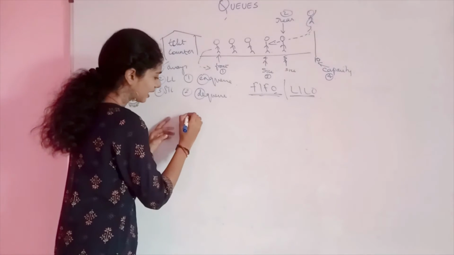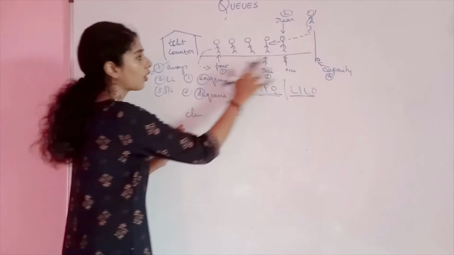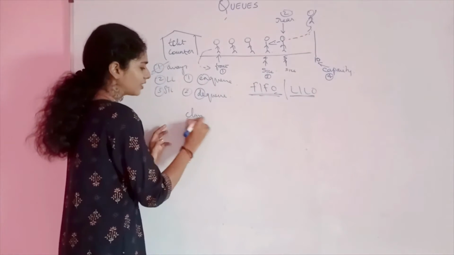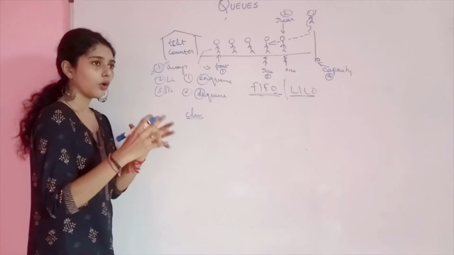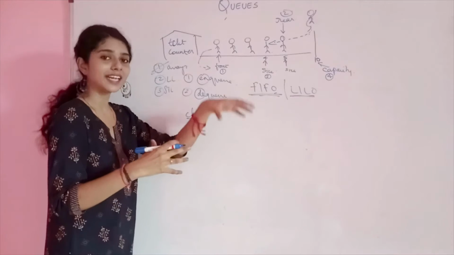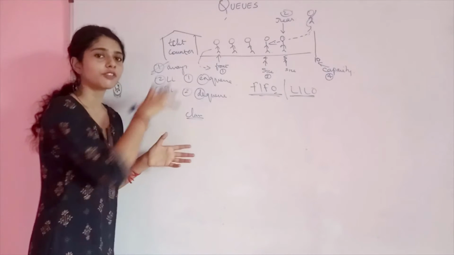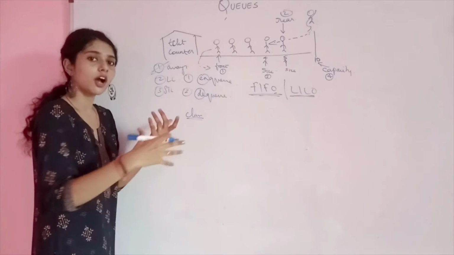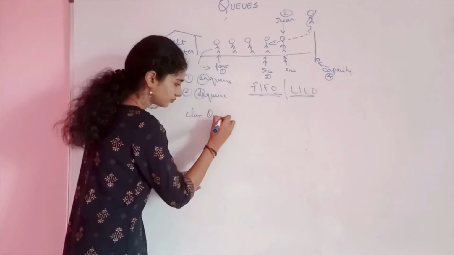So let me have a class. In order to hold all these, when should I use a class? A class is basically what? It holds different data types under a single roof, right? Collection of values of different data types under a single name is called a class, right? So let me call this class queue.